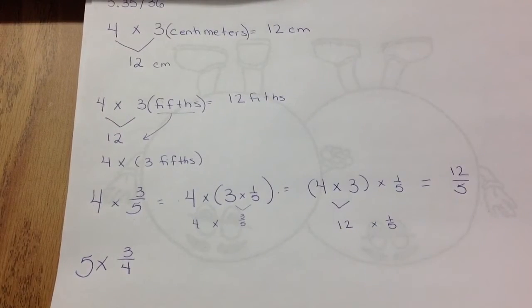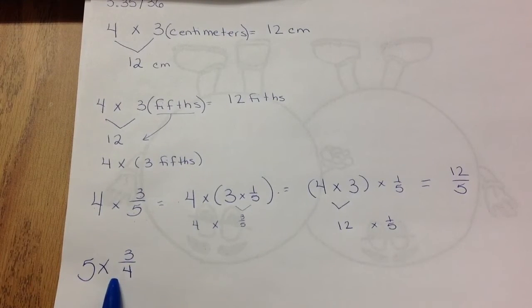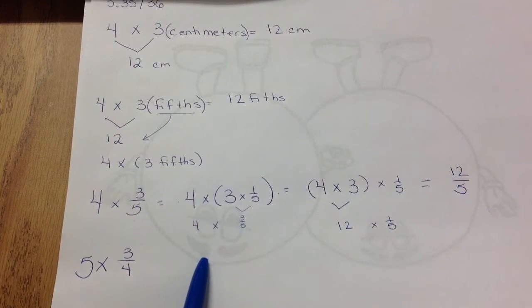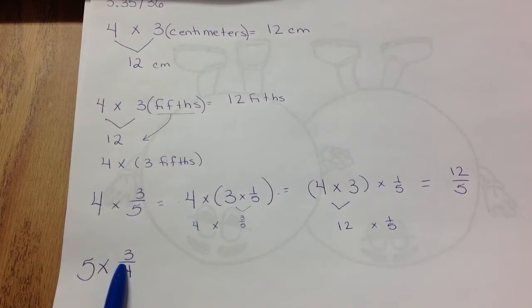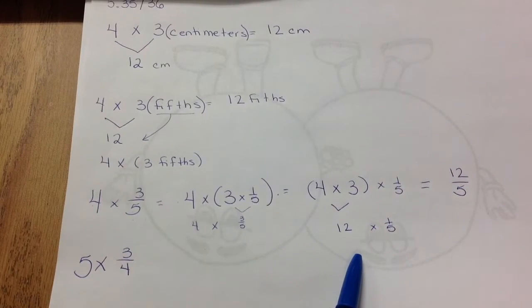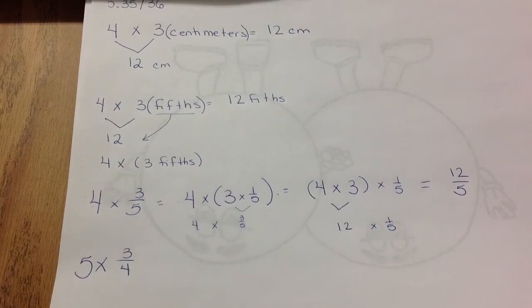What I'd like you to do is go ahead and write this out, and I want you to multiply it out 2 different ways. Use this method where you break down the 3/4, and then break it down again, switching your parentheses. See if you get the same answer each time. Pause while you do this.